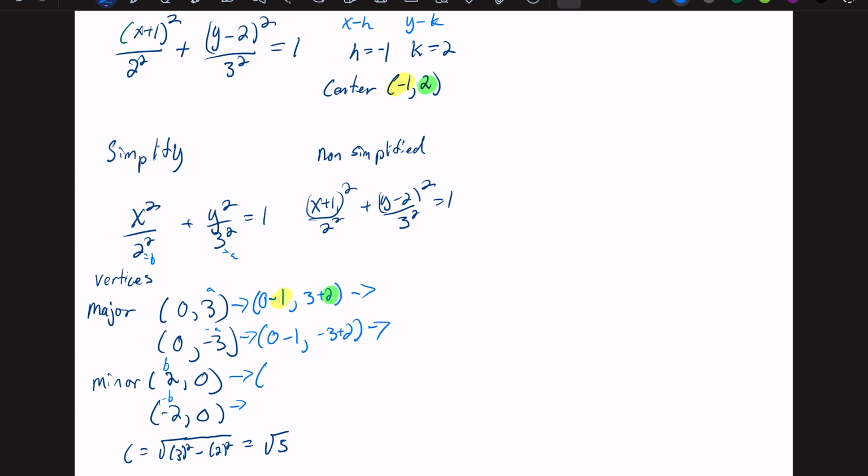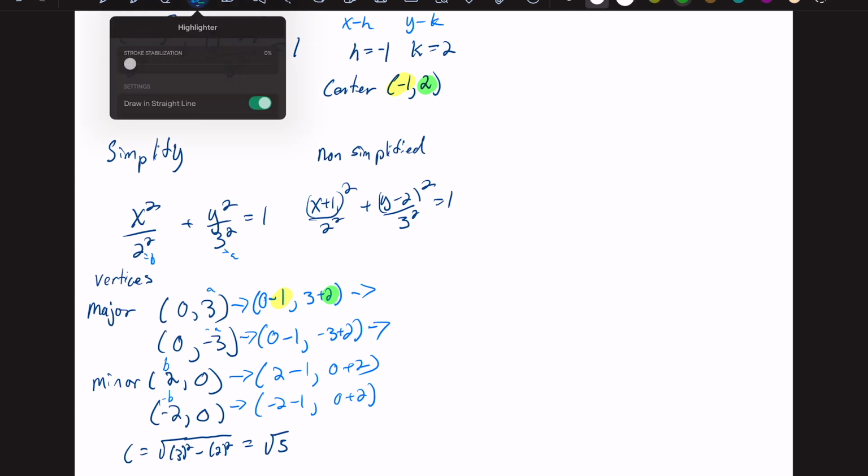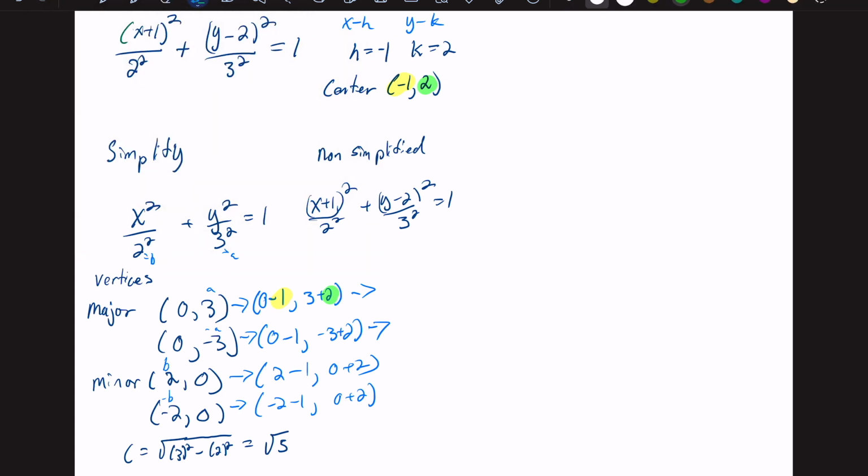Here, I'm going to just take the 2. I'm going to minus 1, and then I'm going to take the 0 and add 2. And then here I'm going to take the -2, minus 1, and the 0 and add 2. And again, where am I getting these values? I am getting them from the center. So I'm going to add my h, which is -1, to each of these, and then add my k to each of these, and these give me my new points.